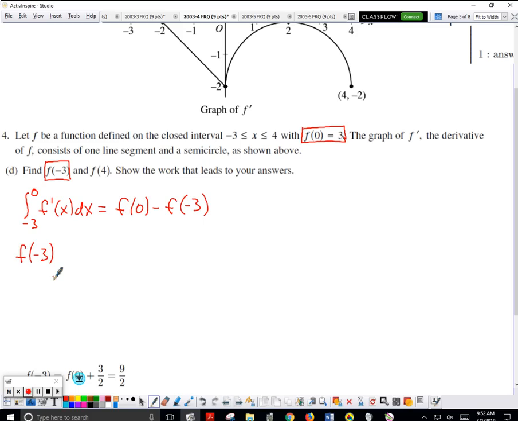Now I need to move the integral to the other side. So I've already got f of 0. Is it going to be f of 0 plus or f of 0 minus? Say it. Minus. Minus, good. Pebble, sorry, thank you.